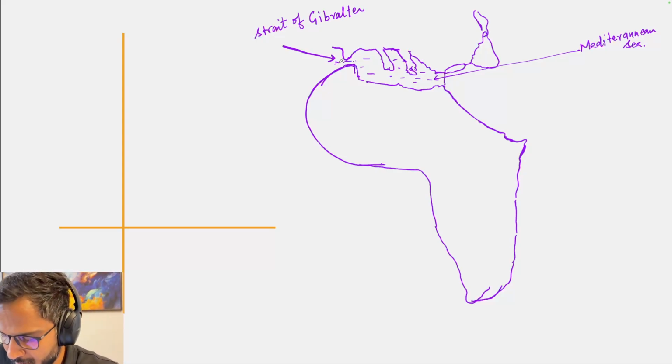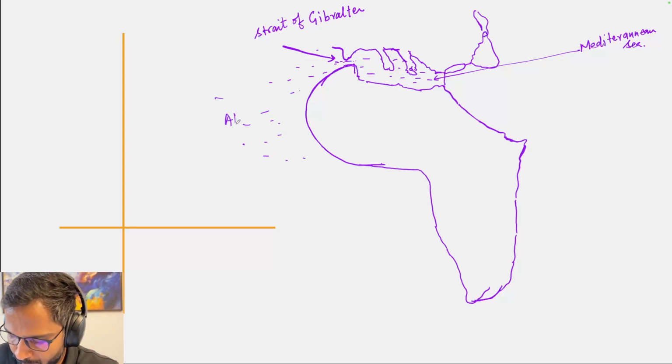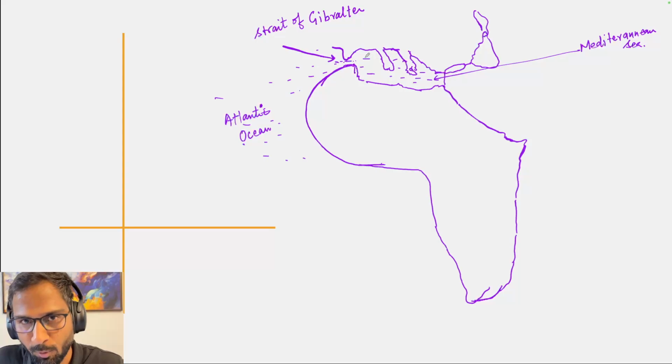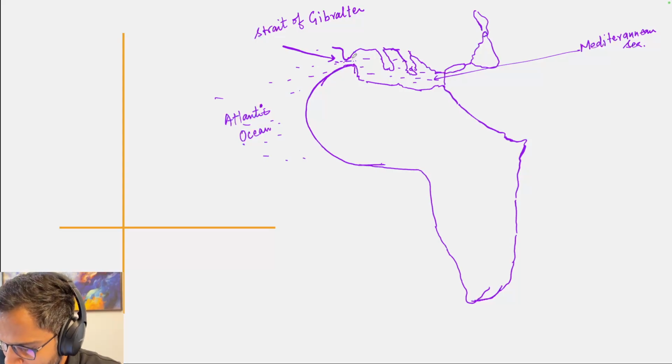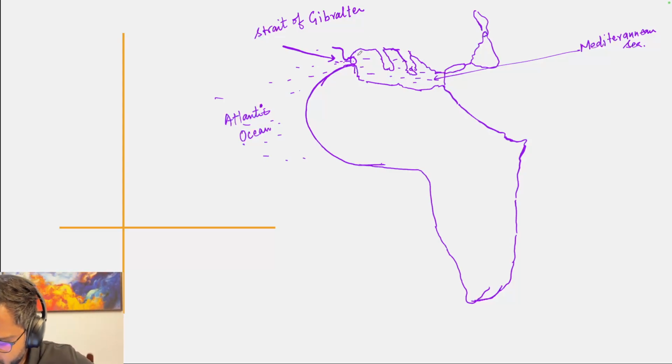Strait of Gibraltar. So obviously this part is Atlantic Ocean, and the west of Africa is Atlantic Ocean. So once we enter from Gibraltar Strait into Mediterranean Sea, this small sea is called Alboran Sea.